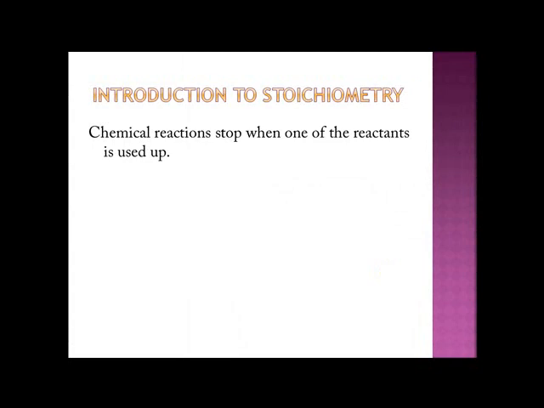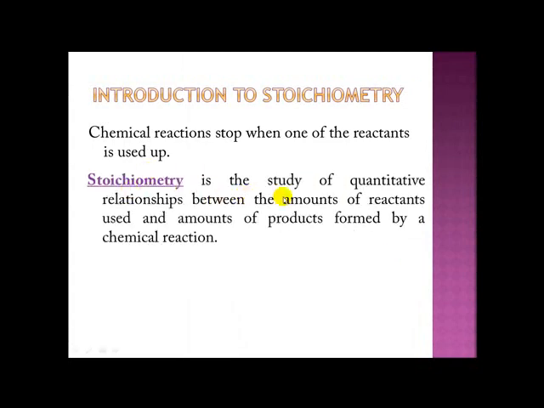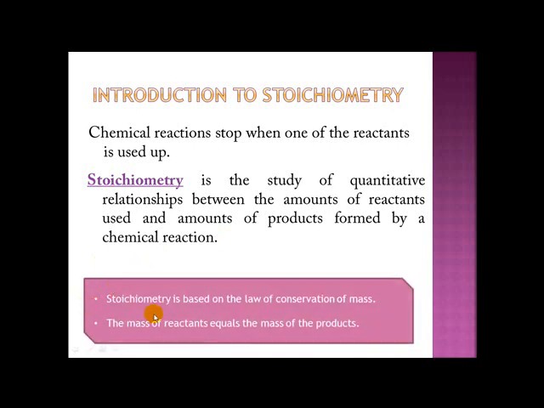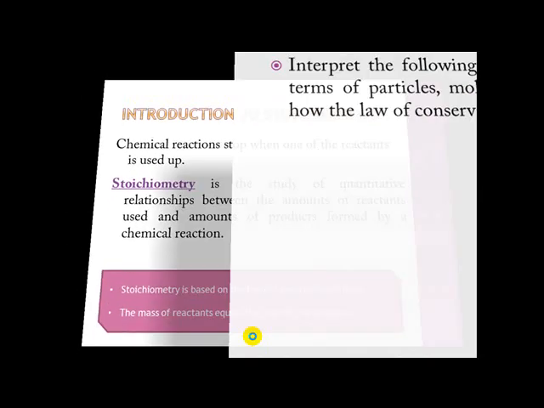Chemical reactions stop when one of the reactants is used up. Stoichiometry is the study of quantitative relationships between the amounts of reactants used and the amounts of products formed by a chemical reaction. Stoichiometry is based on the law of conservation of mass, and the mass of the reactants must equal the mass of the products.